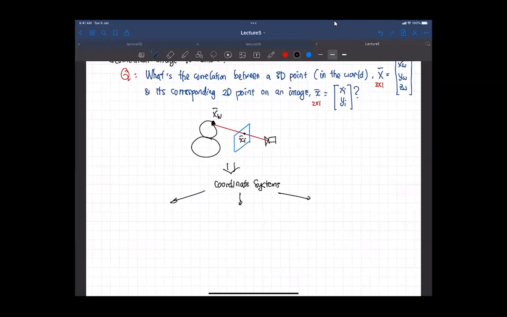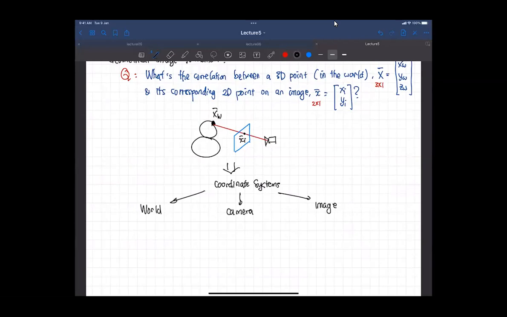So we have an image, right? That's the one coordinate system. It's an image coordinate system. And aside from image, what else? World and camera, exactly. So the world coordinate system and camera coordinate system. So there are three.